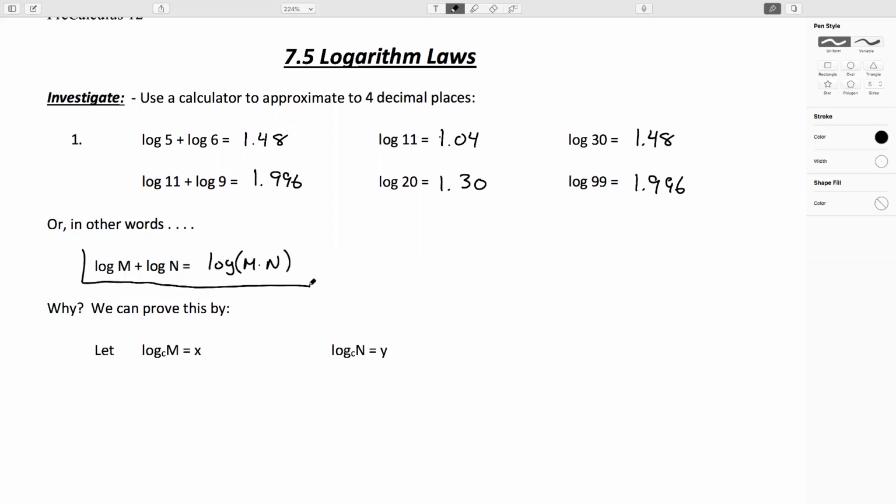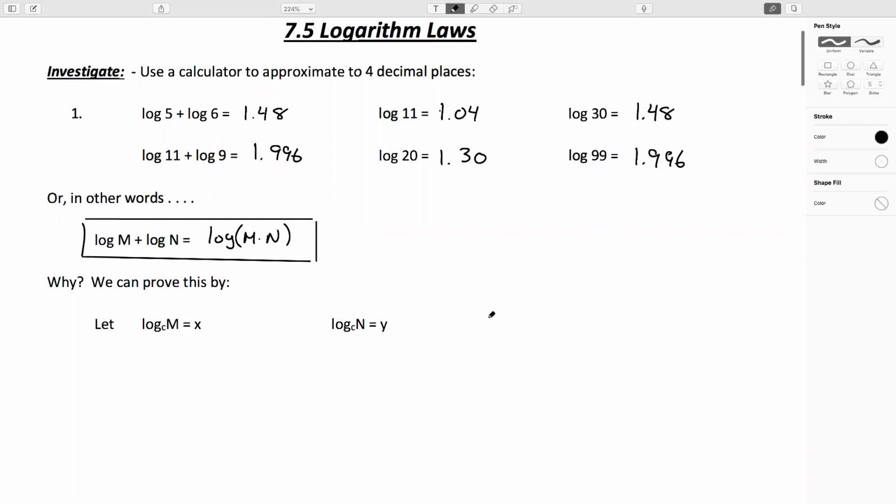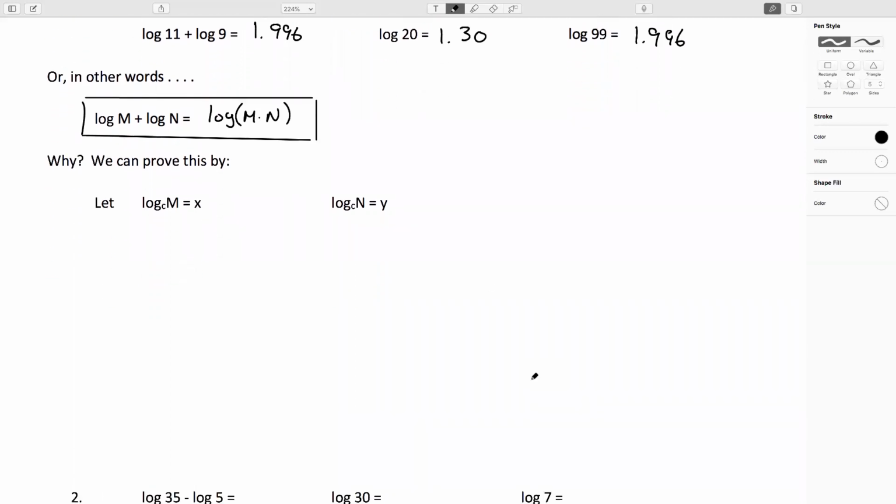Let's see if we can come up with a rule in the other direction. Actually, before that, let's prove why this is. To do this, define log base c of m equals x, and log base c of n equals y. There are a couple of things we get out of this. We get that m equals c to the power x, which is just the exponential form of this equation. We also get that n equals c to the power y.